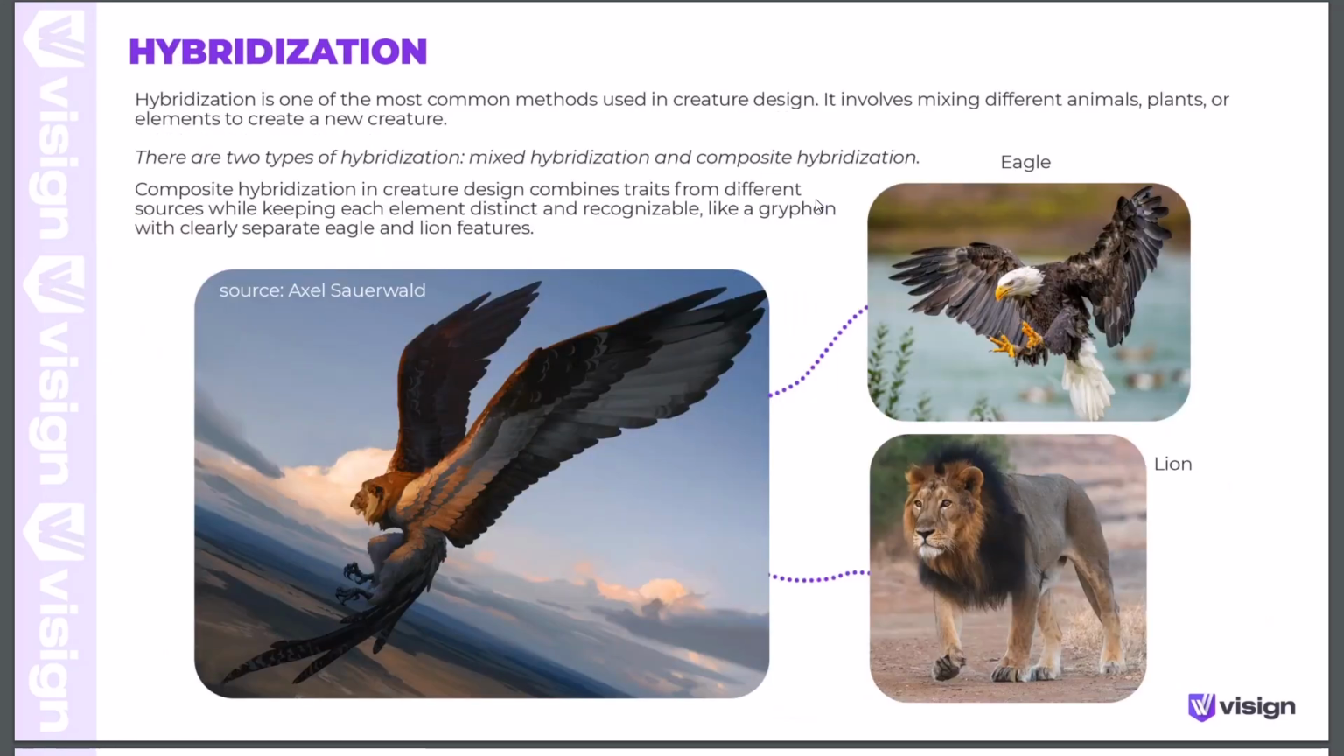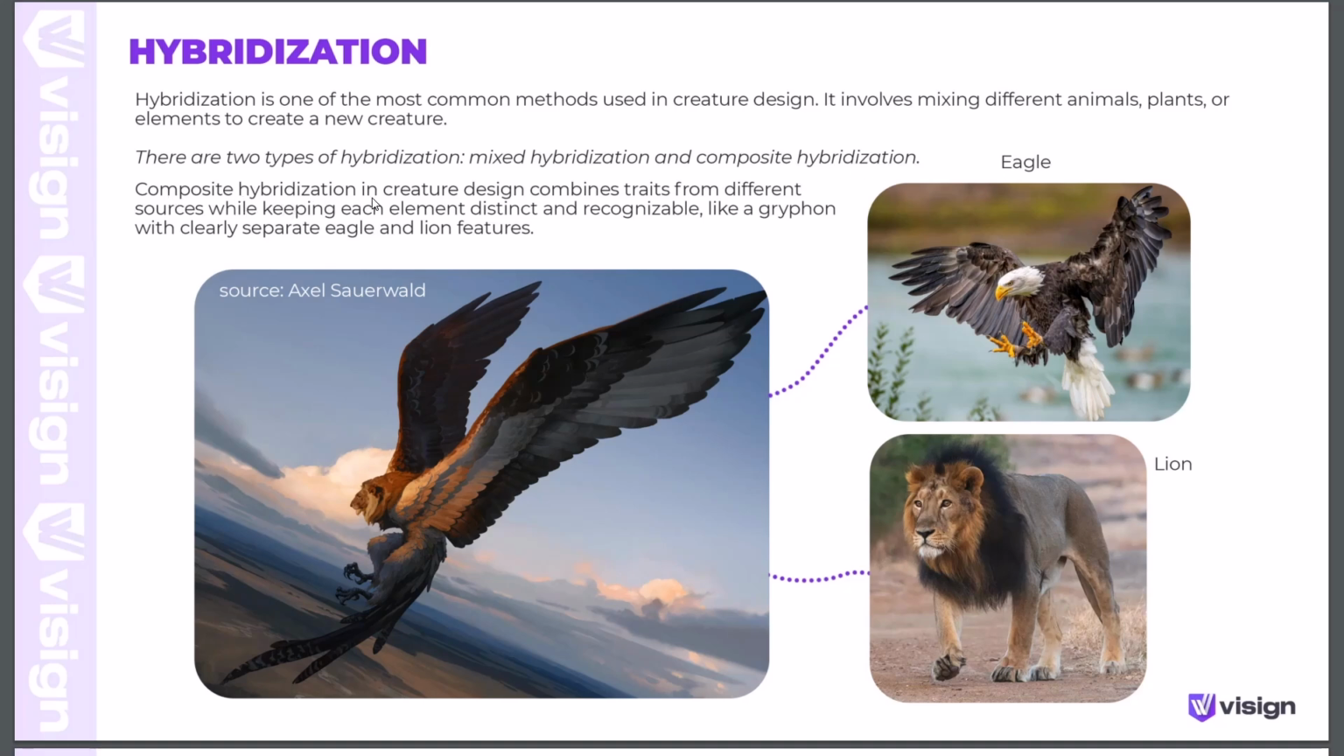But I would say this is probably my favorite part of creature design, and that is hybridization. So hybridization is one of the most common methods used in creature design. It involves mixing different animals, plants, or elements to create a new creature. You guys have already been seeing this type of stuff before, but I don't know how in-depth people actually go with it. So generally there are two types of hybridization. You have mixed hybridization and composite hybridization.